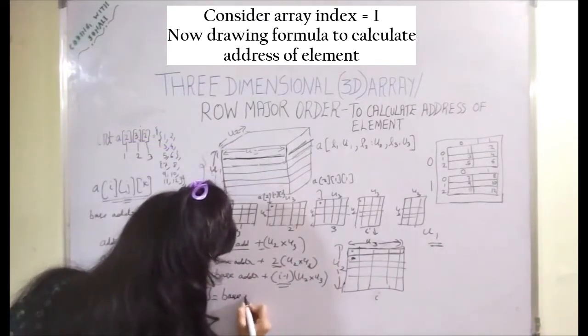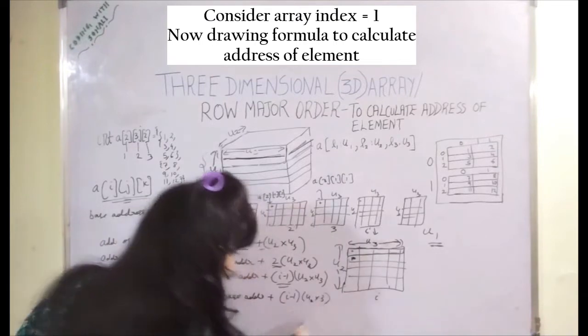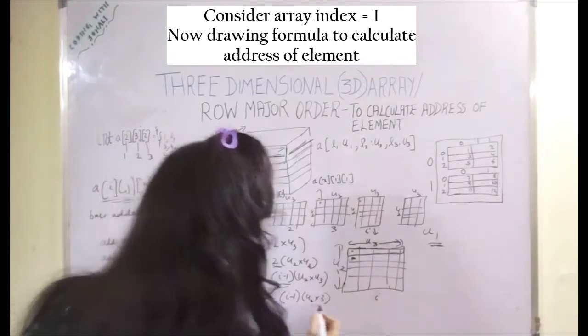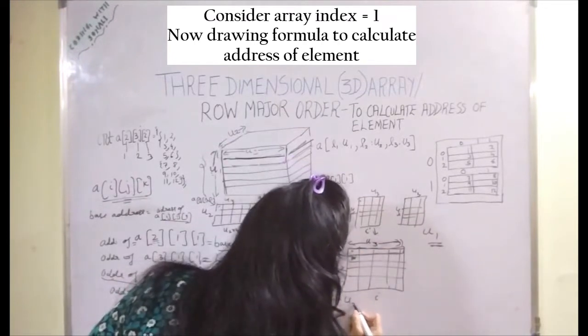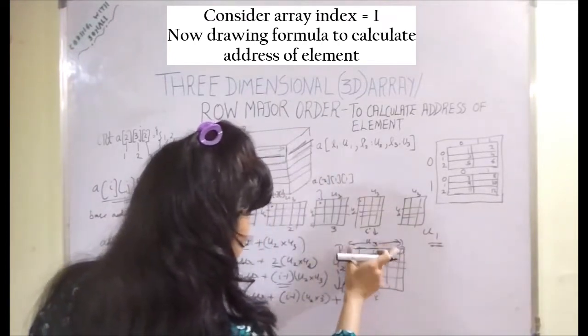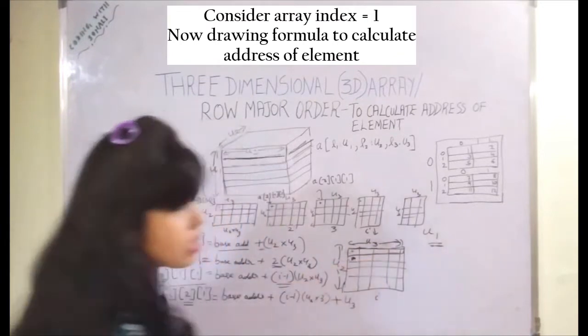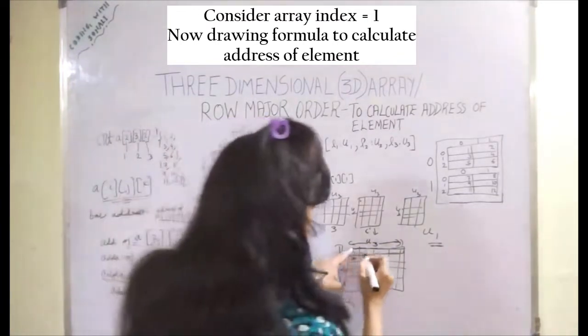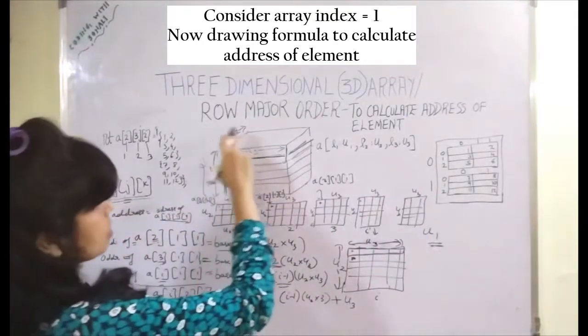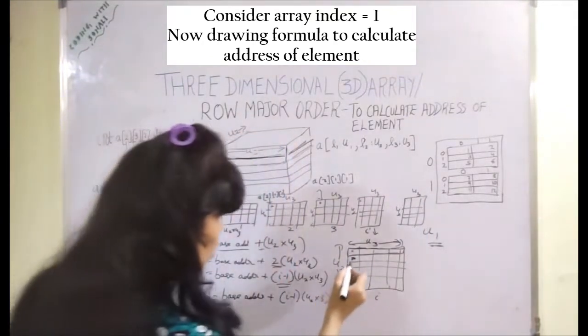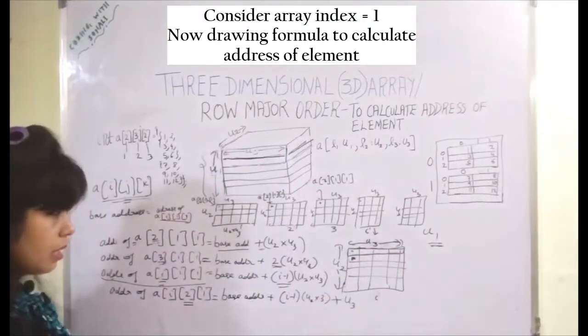Therefore it will be the base address plus U3, because I have to cross the whole U3, the first row, in order to reach this element. So many elements I have to cross. How am I traversing? Row wise I am traversing, therefore it's a row major order. So now we got the address of this element, right?